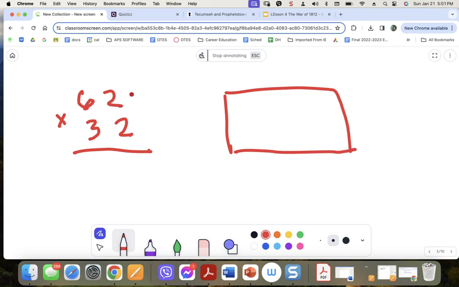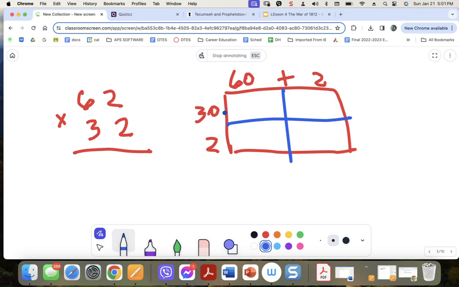So 60, how do we expand 60? That will be 60 plus 2, and we expand 32 so that the factor on the top goes on the top, and our factor on the bottom goes on the side. So 32 will be 30 plus 2. Because we have two digits in 62, we're going to make two equal parts, and we have two digits here, so we're going to put two rows also for the 30 and for the 2.